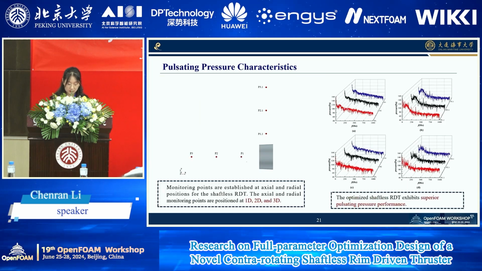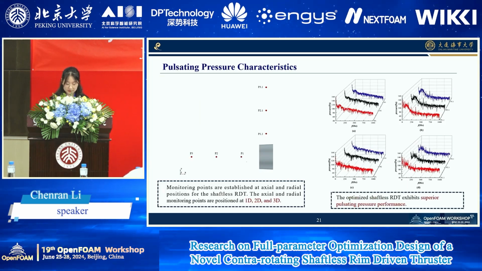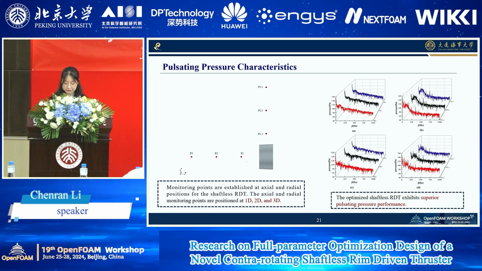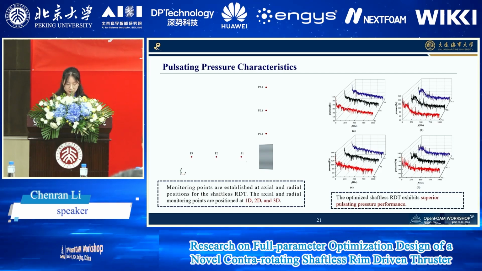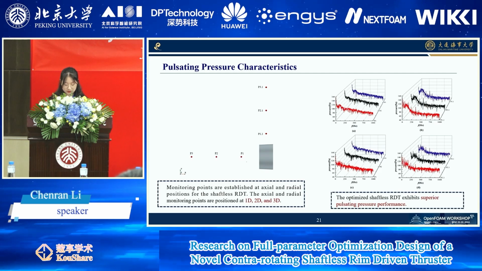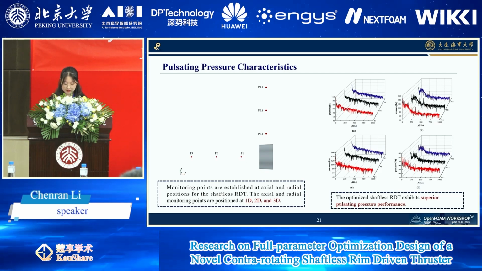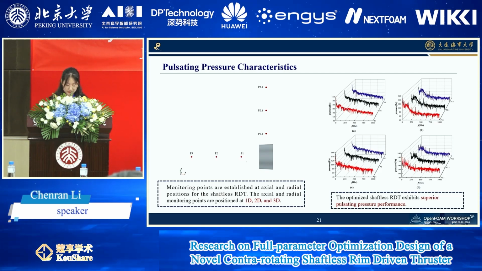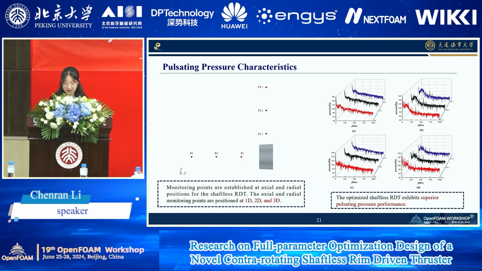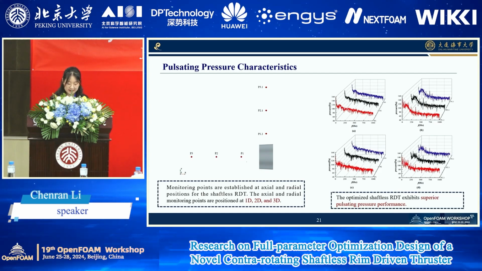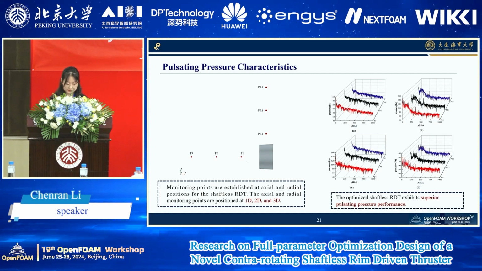Monitoring points are established at axial and radial positions for the counter-rotating RDT. As shown in this figure, the axial and radial points are positioned at 1D, 2D, and 3D. By comparison, it can be seen that the optimized RDT has smaller pulsating pressure than the original prototype structure, indicating that the optimized RDT exhibits superior performance.